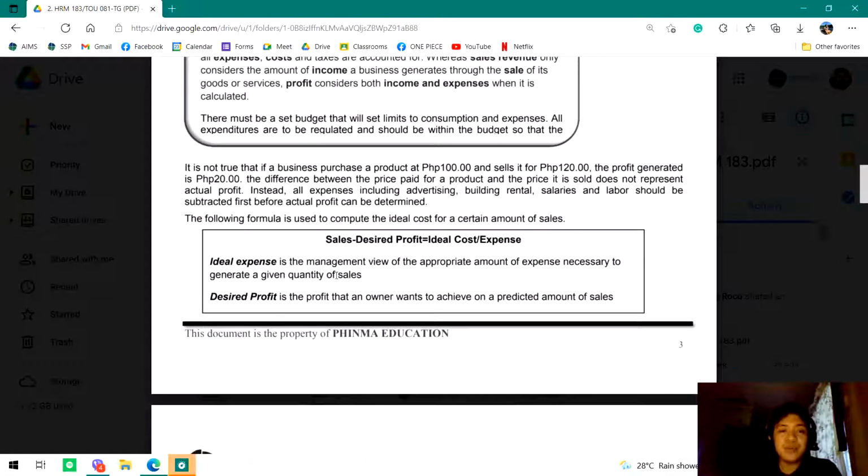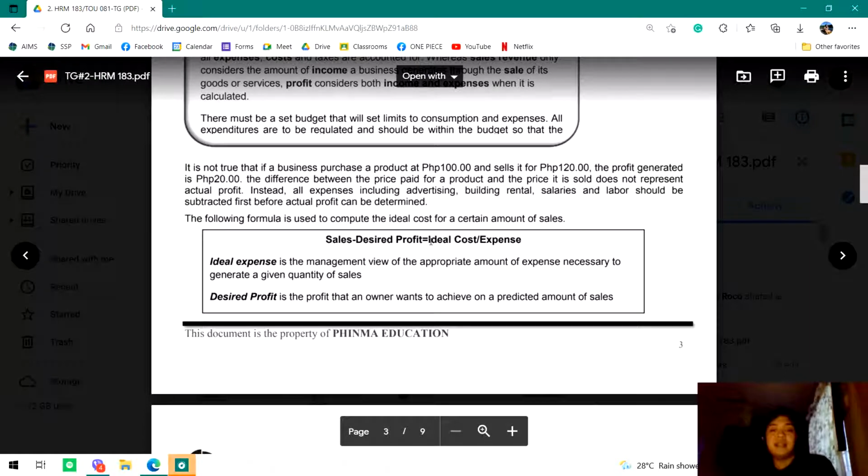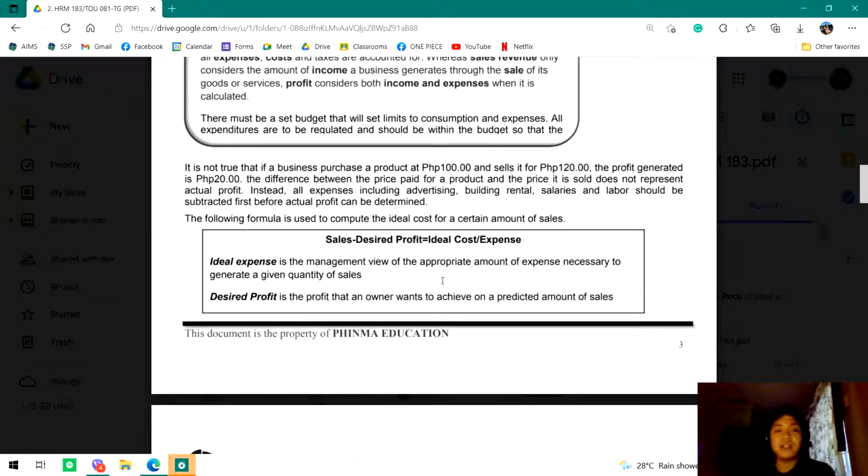Now, when we talk about profit, we always have this idea na yung desired profit natin or yung gusto nating kitain, maybe for a specific week, maybe for a specific day, maybe for a specific month. Pero desired profit is the profit that an owner wants to achieve on a predicted amount of sales. An ideal expense is the management view of the appropriate amount of expense necessary to generate a given quantity of sales.